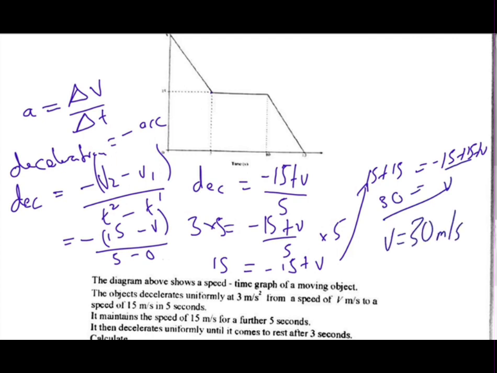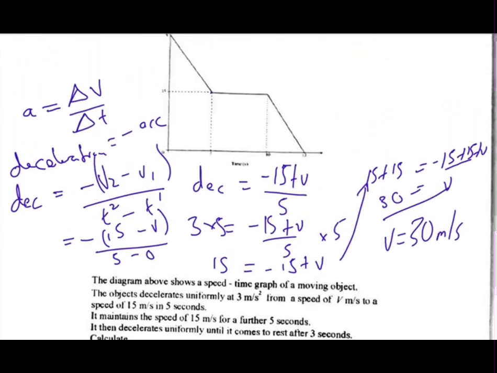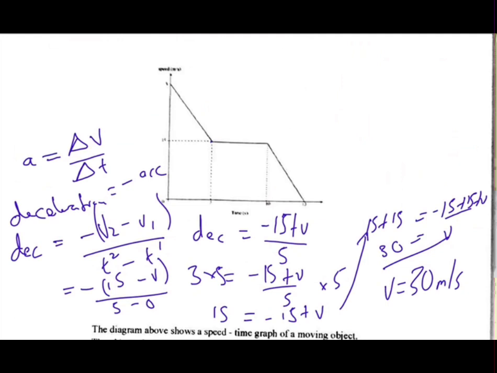All right, that was fairly well. Okay, let's move on to the second part. Find the deceleration in the last 3 seconds, which is from 10 to 13 there. So remember, we've already said that deceleration is equal to negative acceleration. We've been given the value of v, we've been given the value of t. So we're going to use the same formula. Deceleration is equal to negative acceleration, which is equal to negative change in v over change in t.